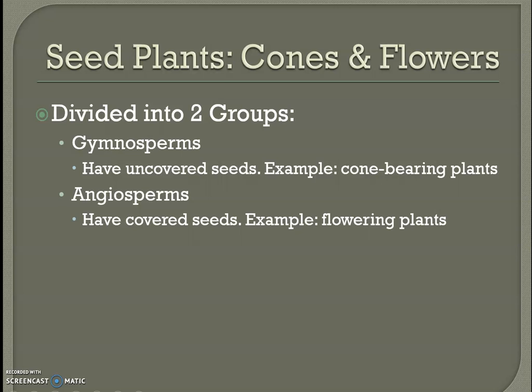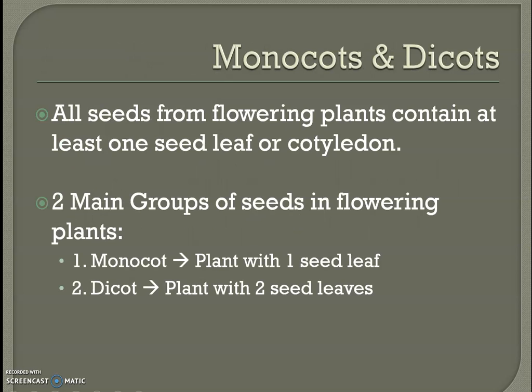Okay, monocots and dicots. All flowering plants contain at least one seed leaf or one cotyledon. Okay. There are two main groups of seeds in flowering plants. There's monocots, meaning it's a plant with one seed leaf, or a dicot, a plant with two seed leaves. The way to identify this is that the prefix mono means one and the prefix di means two.